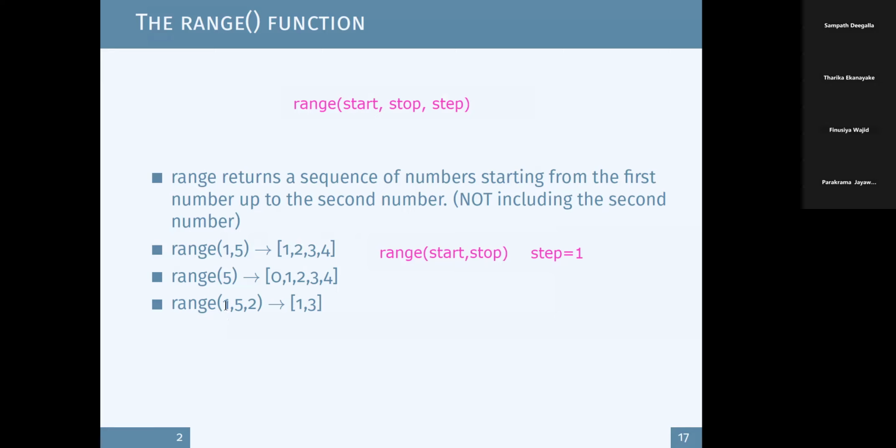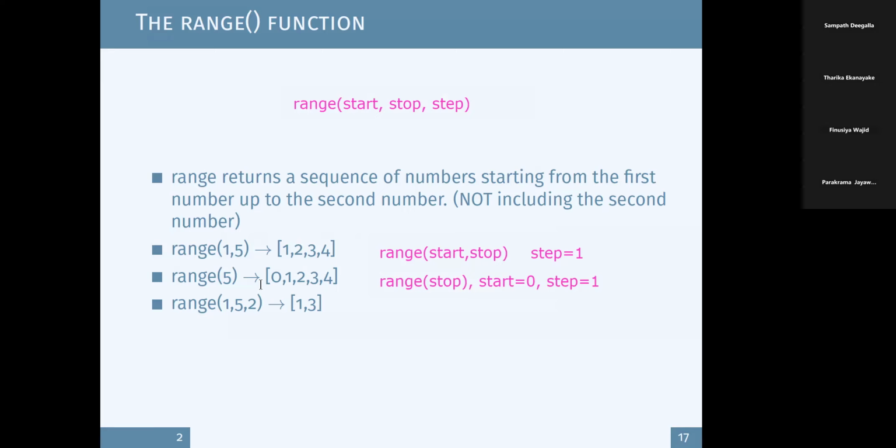So let me explain the second one now. In the second one, we have just one value. If you have just one value, it specifies the stop, which means start is zero and step is one. So you will notice that if you say range(5), we know it starts with zero. It goes 0, 1, 2, 3, and 4. It goes up to 5, not including 5.